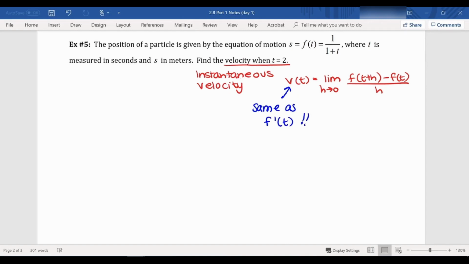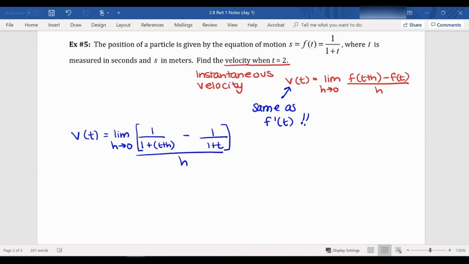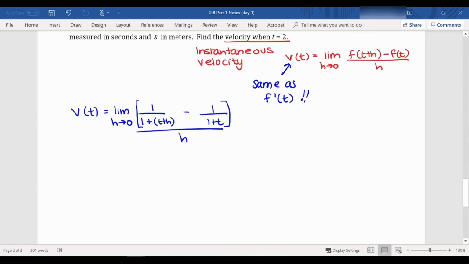Okay, so if we find this, our velocity is the limit as h approaches 0 of f of t plus h, so this is 1 over 1 plus t plus h, minus f of t, 1 over 1 plus t. And this is all over h. Now it told me when t is 2. So you have a choice. You can plug t is 2 in here if you think that would help you, or you can do this all algebraically and wait till the end.